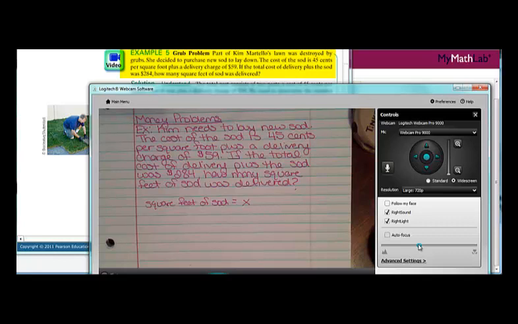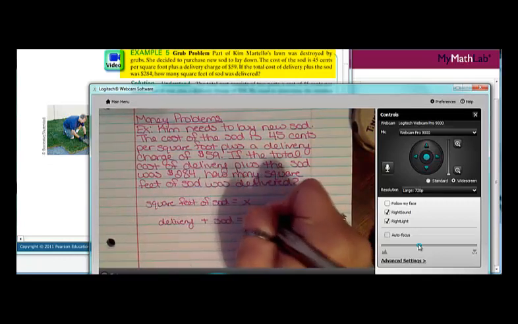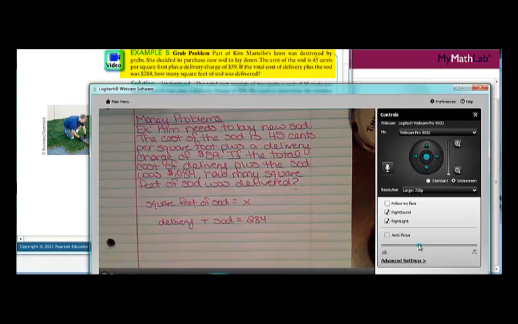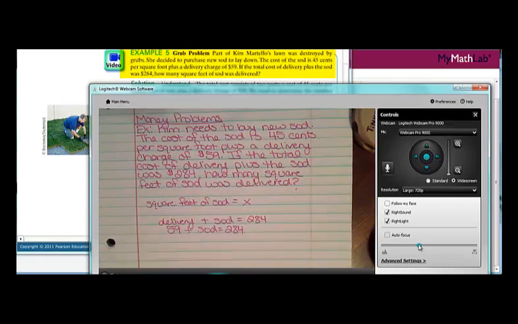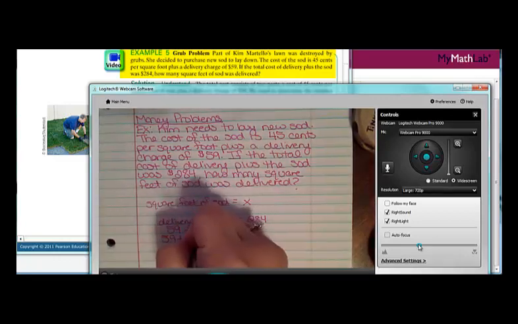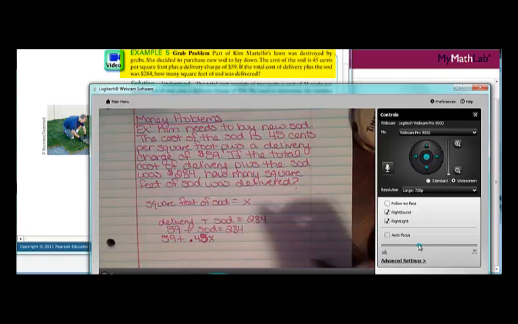But we know, according to the question, the total cost of delivery plus the sod is $284. So we have delivery plus the sod equals $284. That's what it says. Then we need to find out how much sod we have. Okay, we know our delivery charge is $59. It says that in the problem, $284. And then how much is our sod? Our sod is 45 cents per square foot, so that would be 0.45, and we don't know the square footage. We said that's going to be our x. So we have 59 plus 0.45x equals the $284.